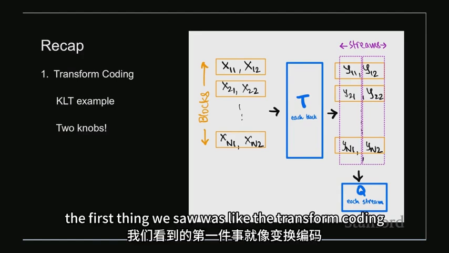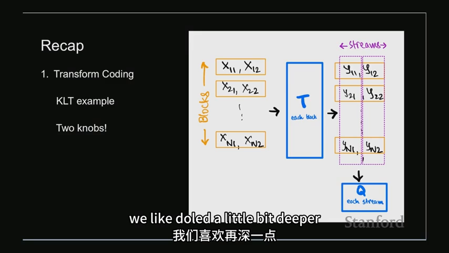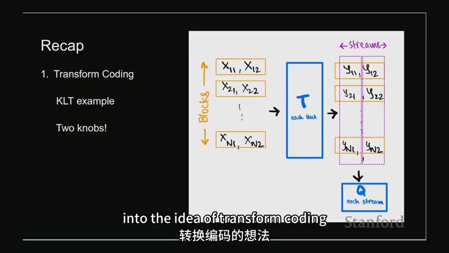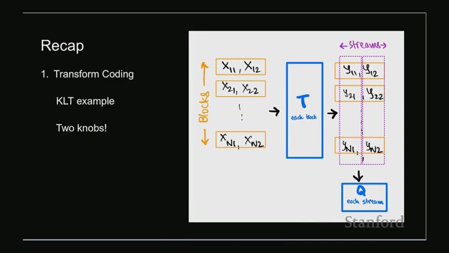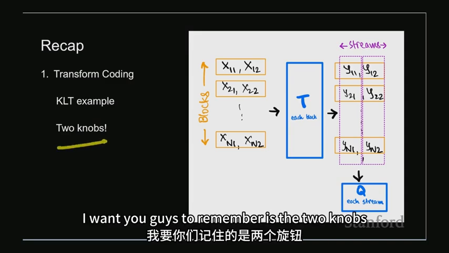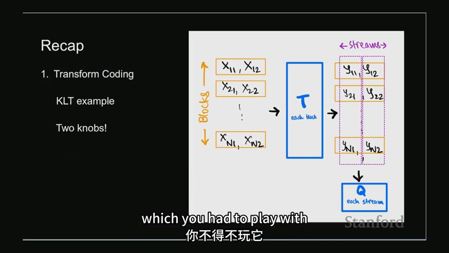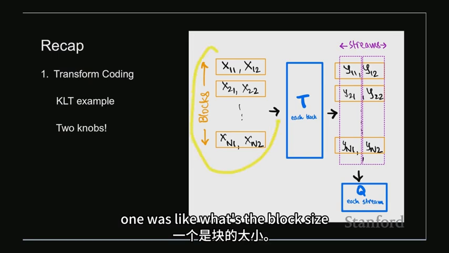Last time, the first thing we saw was transform coding. We delved a little bit deeper into the idea of transform coding. We did the KLT example. And one of the main things I want you to remember is the two knobs which you had to play with in transform coding. One was, what's the block size?